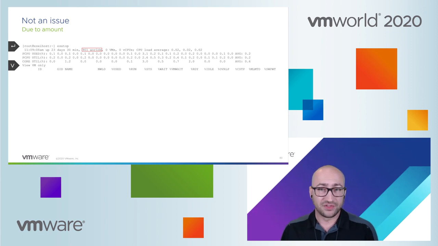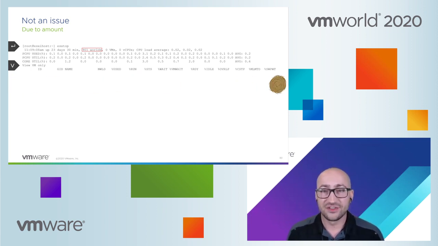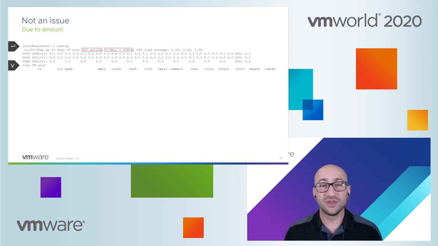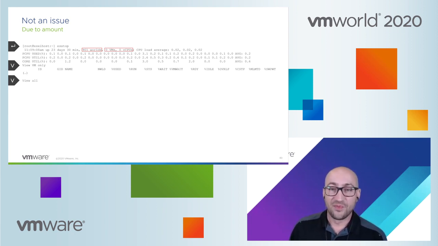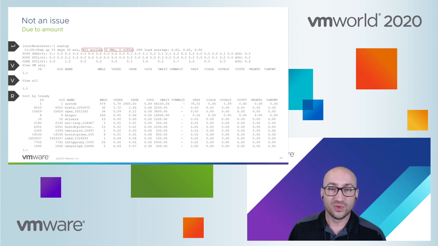Now, looking at this host here, we see 900 something worlds, but 0 VMs and 0 vCPUs. Now, this system is already overcommitted without even running a VM, right? So what do we see? Well, we click on view all. So we don't just want to see VMs, right? We want to see all of the worlds.